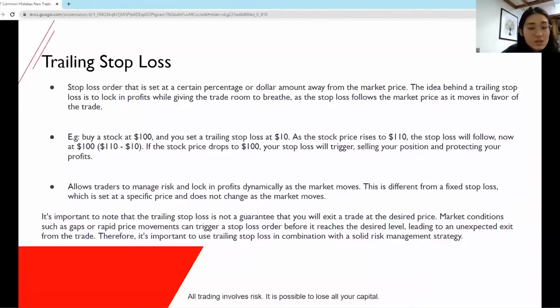This is different from a fixed stop loss, which is set at a specific price and does not change as the market moves. It's important to note that the trailing stop loss is not a guarantee that you will exit a trade at the desired price. Market conditions such as gaps or rapid price movements due to volatility can trigger a stop loss order before it reaches the desired level, leading to an unexpected exit from the trade. Therefore, it's important to use trailing stop loss in combination with a solid risk management strategy, such as those that we've mentioned previously.